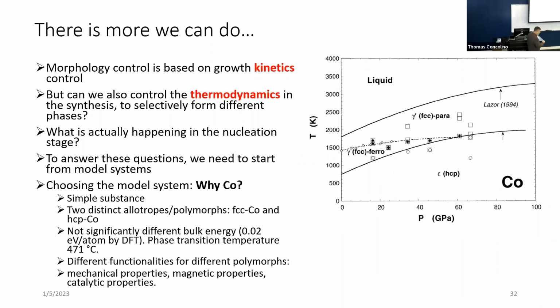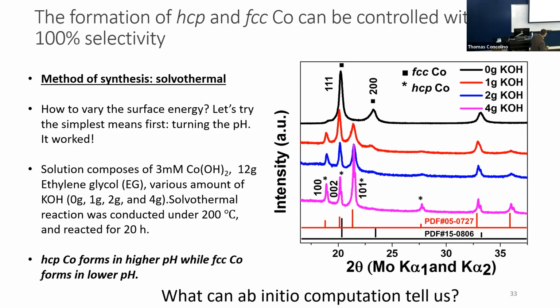So with that, we choose a model system which is very simple, metallic cobalt. We choose that because cobalt has two phases, FCC and HCP, but their energy is pretty close. So it gives us a larger chance that we can tune the surface energy to change the total energy. So we first, of course, did some experiments in our lab to show that we indeed can control cobalt to form FCC or HCP with just changing the composition of the solution.